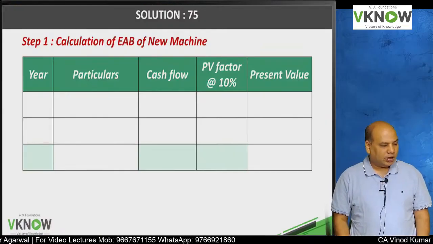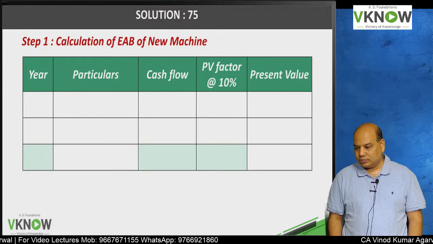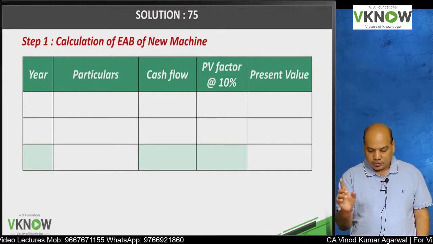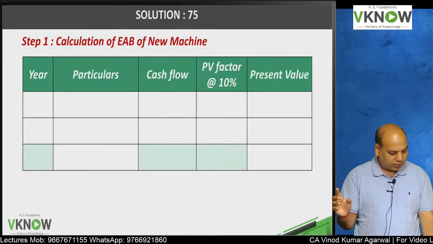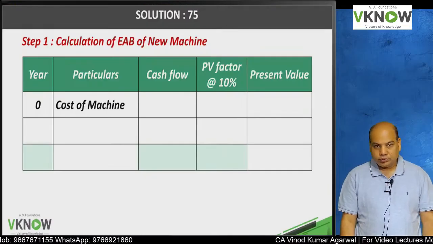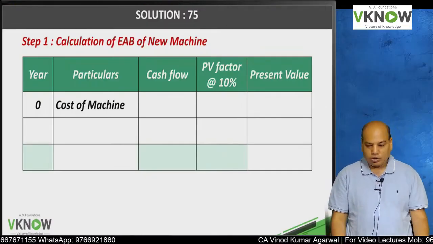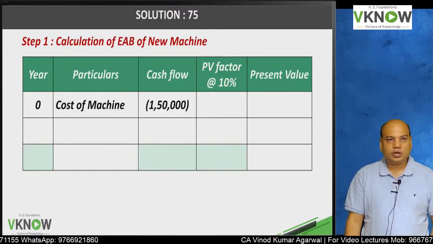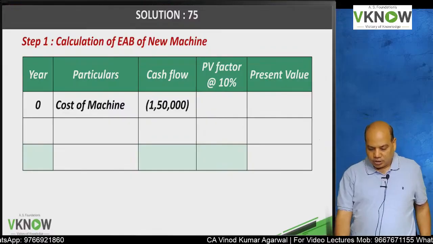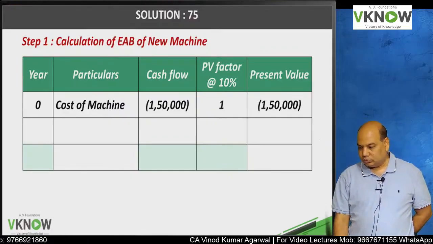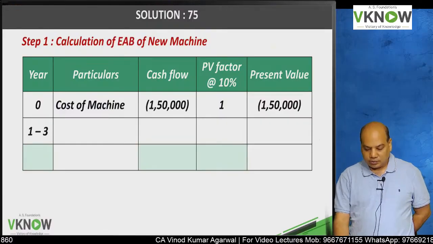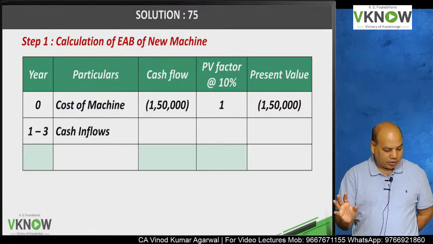Computation of EAB of the new machine. Then write down the same format: year, particular, cash flow, PV factor at 10%, PV. Year 0, the new machine will cost you 1,50,000. Cost of the new machine is 1,50,000. Then year 1 to 3, write down 1-3.